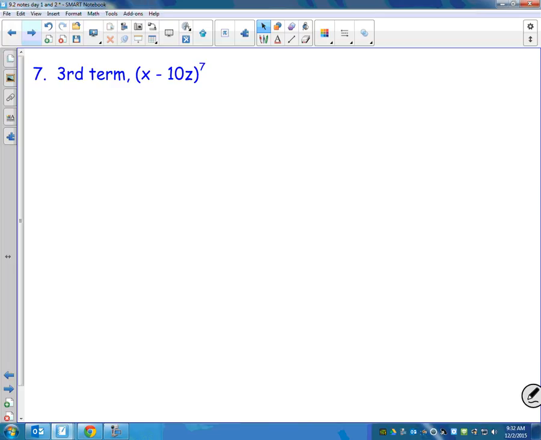Let's find the 3rd term of x minus 10z. So think for a minute, or write it down. Write it out loud if you don't want. But think for a minute about, using the rule we just came up with, what is r, and could you write that formula?